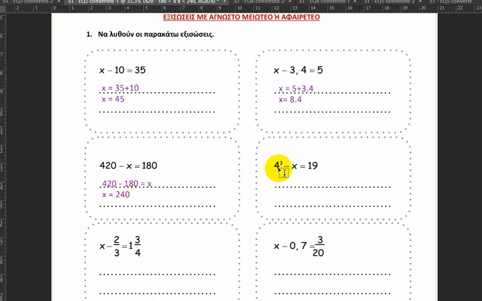The cube of 4, so 4 times 4 times 4, which makes 64, minus x is equal to 19. So we do the swap again, and we get 64 minus 19 equals x. So x is equal to 45.